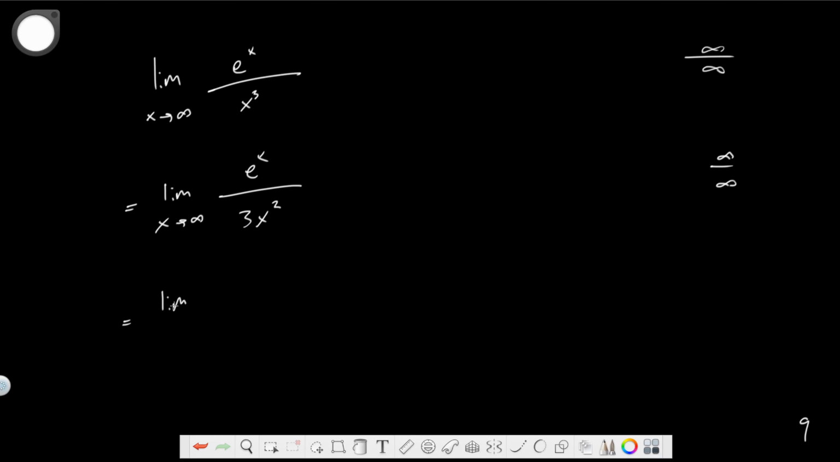Let's apply L'Hopital's Rule once again. e to the x over 6x. As x goes to infinity, we have infinity over infinity. Bam! We have to apply it one more time. The limit as x approaches infinity of the derivatives of these guys. e to the x is pretty darn powerful. It resists change. And on the bottom it's going to be a 6, and 6, that's a mortal.